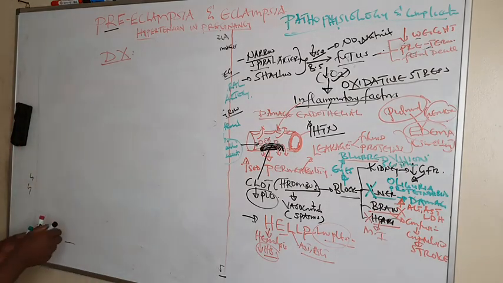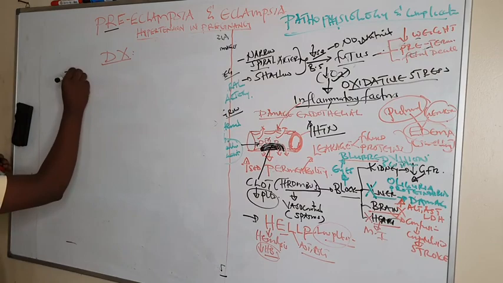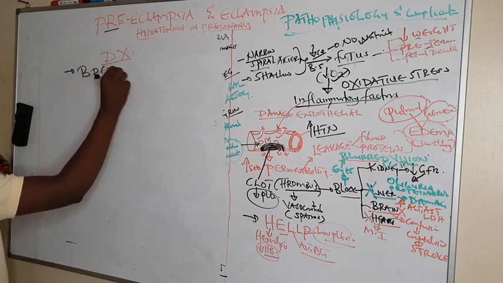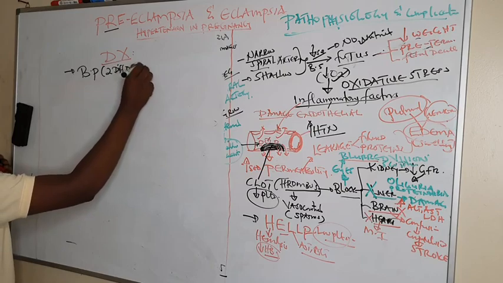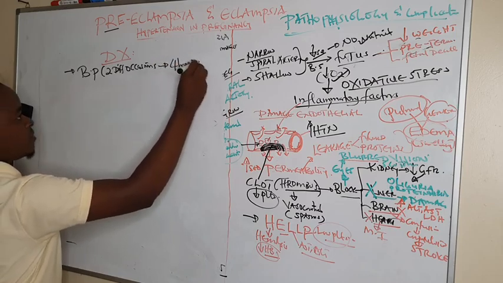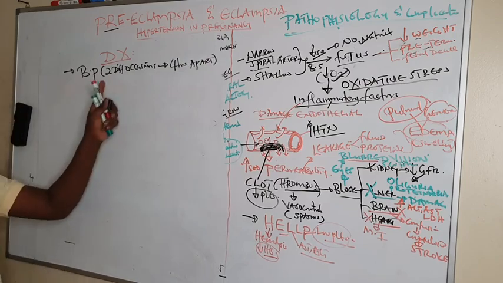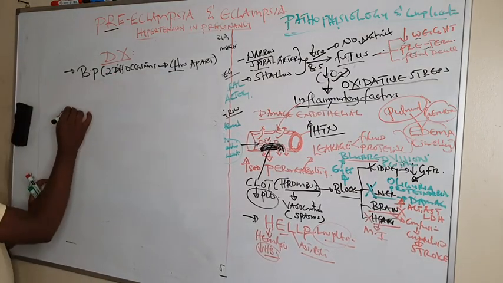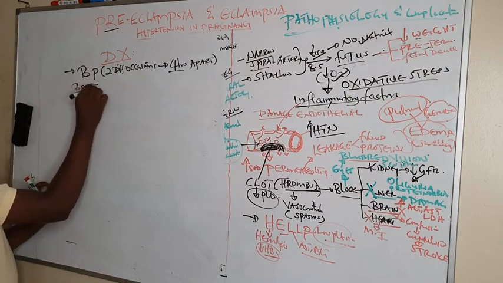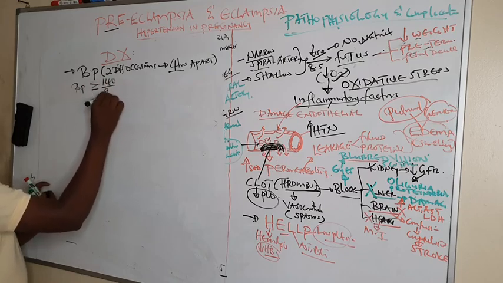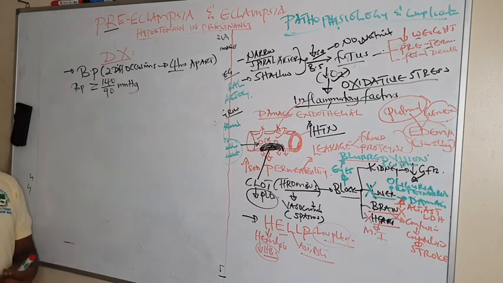One of the diagnostic factors we perform is we measure blood pressure. And this blood pressure is measured on 2 different occasions, and these occasions are 4 hours apart. So when you measure the blood pressure of the pregnant mother who has come in on 2 different occasions, 4 hours apart, and you find the blood pressure is greater than or equal to 140 over 90 millimeters of mercury, this one is regarded as preeclampsia.